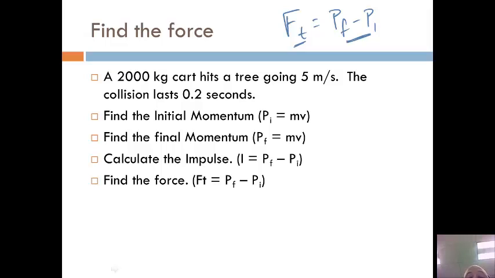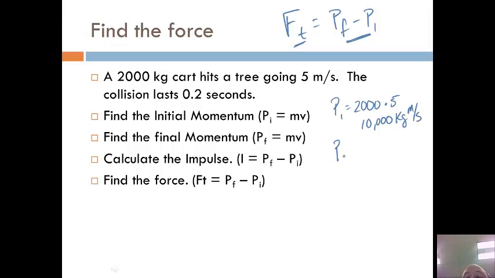So let's find the initial momentum. Well, the initial momentum is, what is its initial mass? Well, that's 2,000. What is its initial velocity before the collision? And that's 5 meters per second. So that turns out to be 10,000 kilogram meters per second.